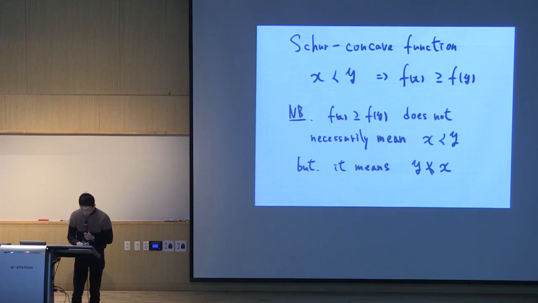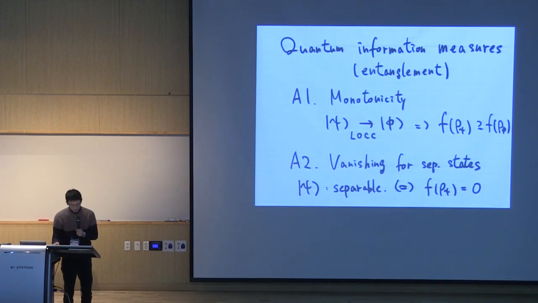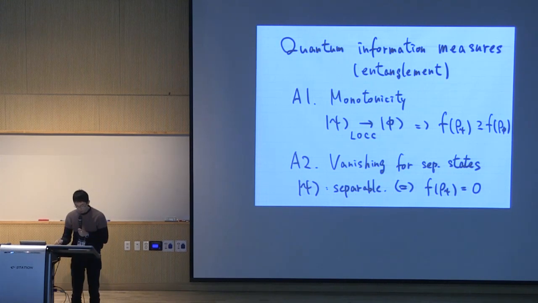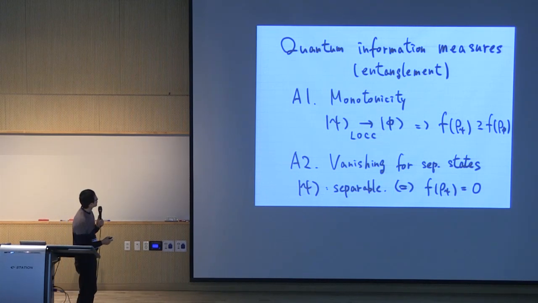So this is what we have done yesterday, and to quantify the order, we introduced quantum information measures, and there are several postulates for the measures. One is monotonicity. Of course, we want to quantify the order, so it should respect the partial order. So when psi is transformed to phi under LOCC or separable operations, the measure given by this function f decreases.